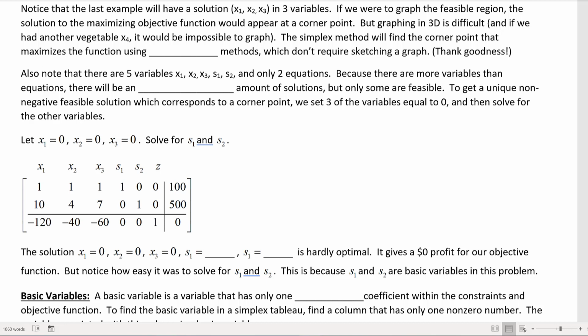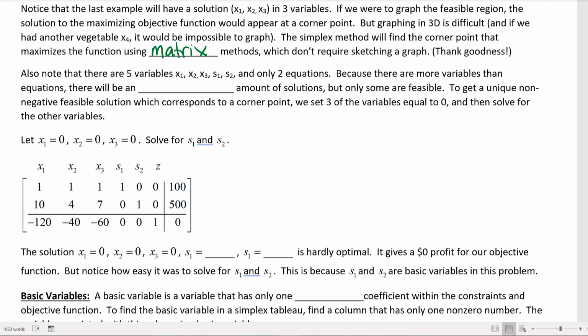Notice that in the last example, we will have a solution x1, x2, x3 in 3 variables. Now, if we were to graph the feasible region, the solution to the maximizing objective function would appear at a corner point, but graphing in 3D is really difficult, and if we added another vegetable, x4, it would be impossible to graph. So the simplex method will find the corner points that maximize the function using matrix methods, which don't require sketching a graph at all.